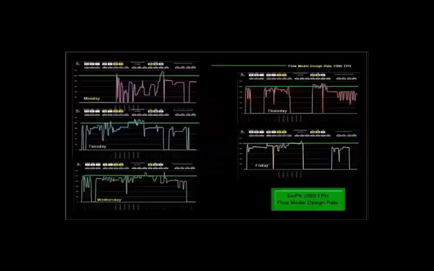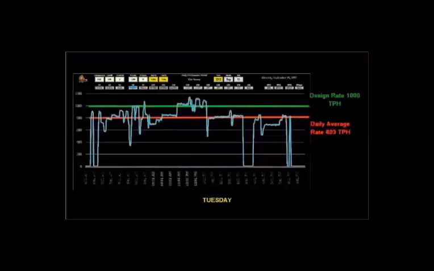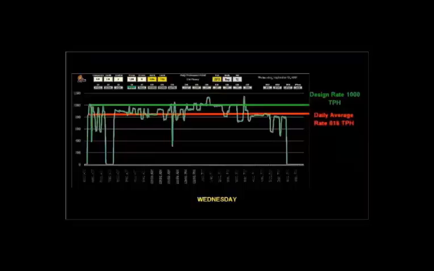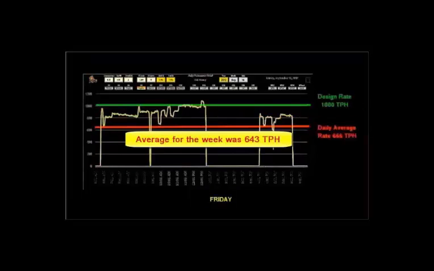These are QuarryVision production charts, captured at 1-minute intervals, from 5 continuous days of processing at a 1,000 ton per hour design-rated plant. The green line in each report reflects the 1,000 ton per hour flow model design rate. Looking at the production days individually, you will see the highest daily average was 816 tons per hour and the lowest daily average was 429 tons per hour. The average tons per hour for the week would be 643.